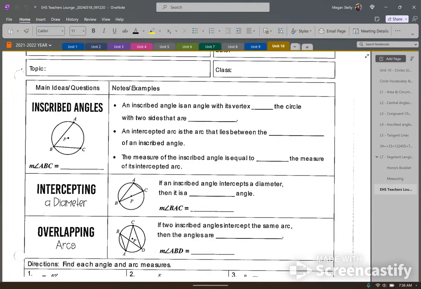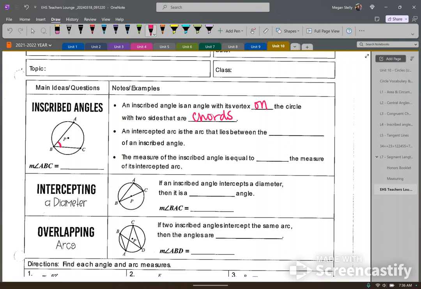So our inscribed angles, we talked about central angles, right, where the vertex of the central angle was in the center. Today, our vertex is going to be on the circle. So here is my inscribed angle. The two sides are chords. So, right, they're not going to be radii this time, but rather they're going to go from one end of the circle to the other.